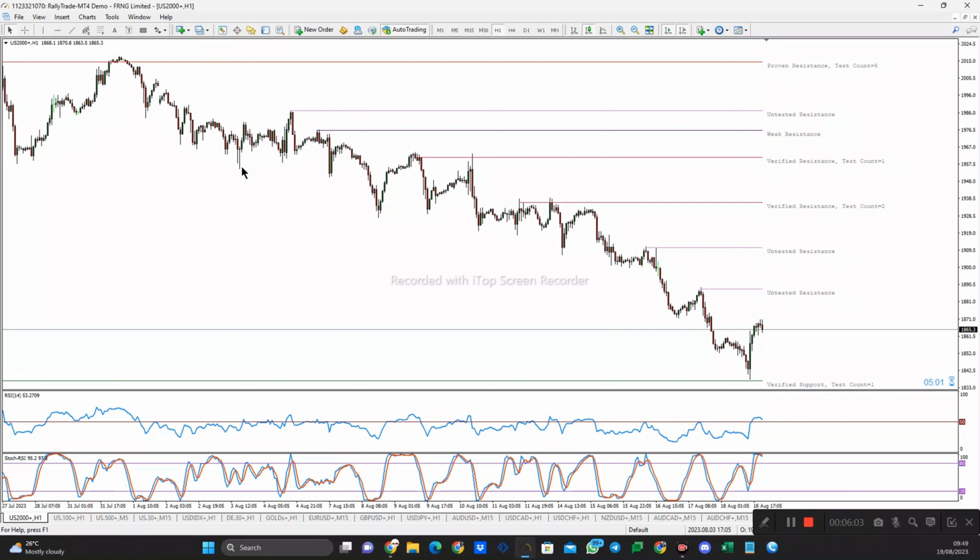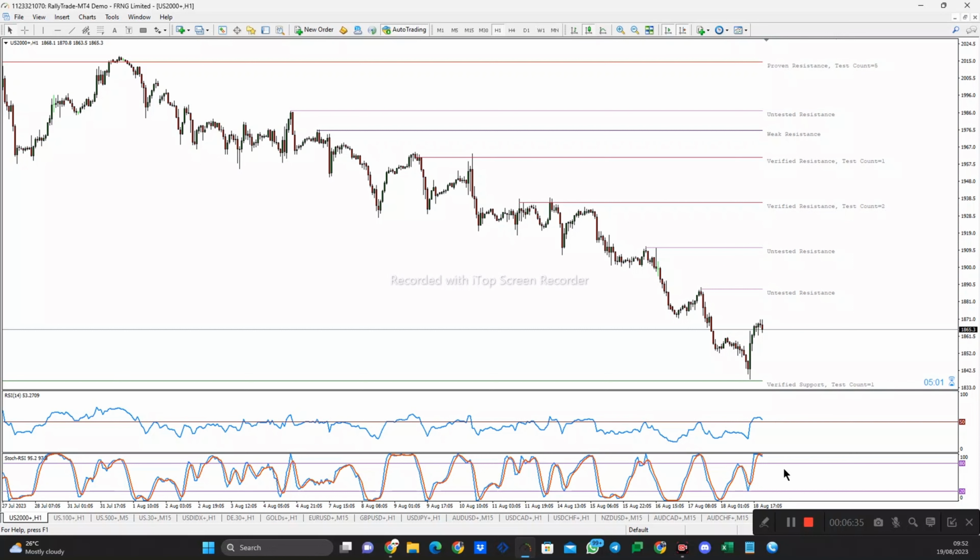Now the 1 hour time frame, I use it to identify the trend. I want to know what the trend is. Is it an uptrend or is it a downtrend? If I can establish that the trend is a downtrend, then I know I'm looking for sells. If the trend is an uptrend, then I know I'm looking for buys, right?